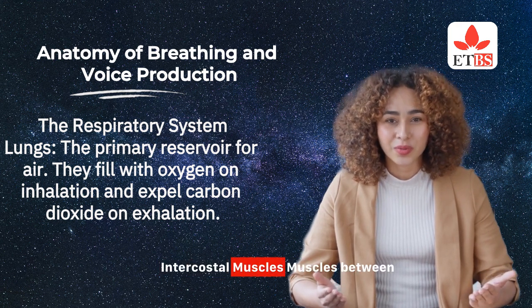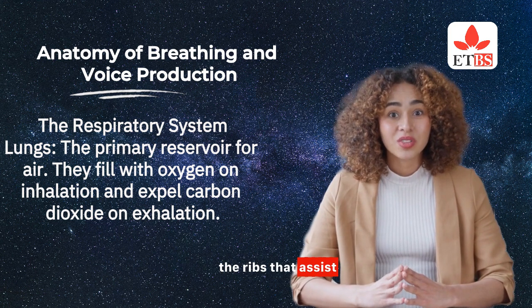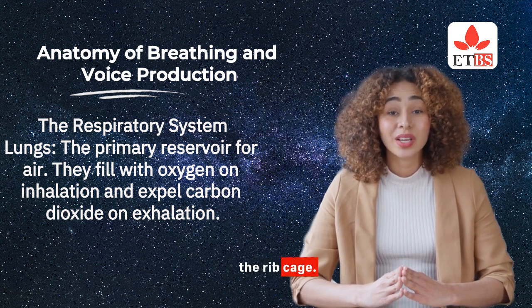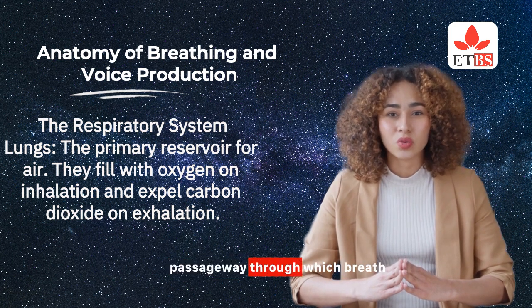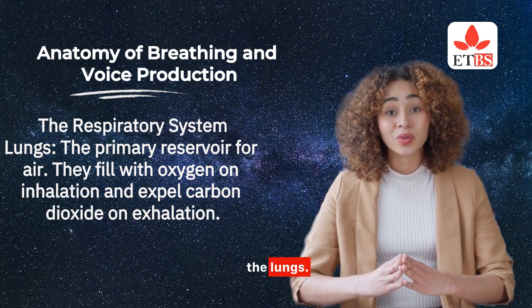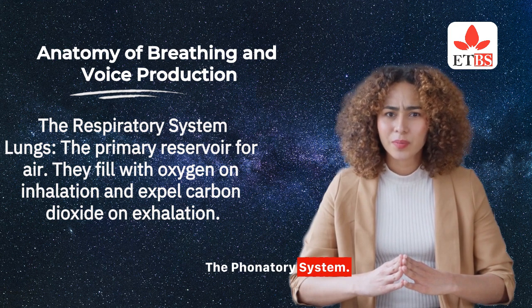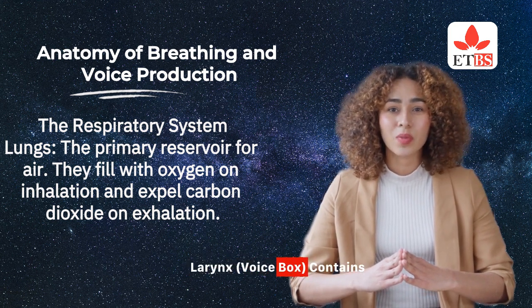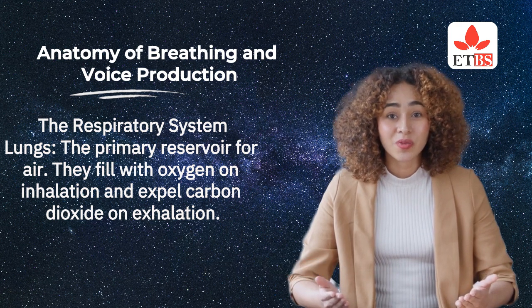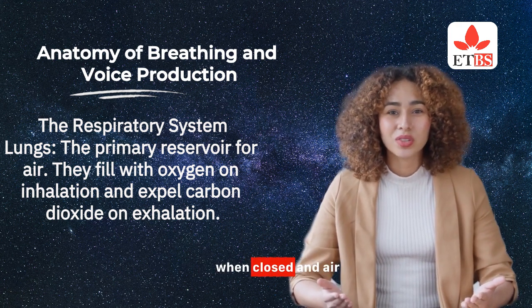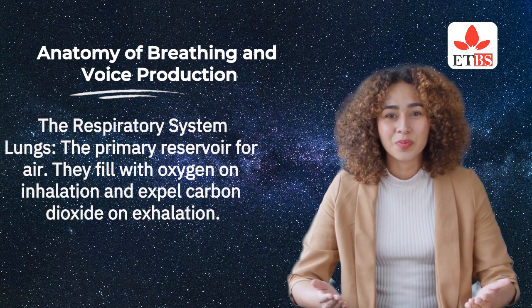Intercostal muscles. Muscles between the ribs that assist with expanding and contracting the rib cage. Trachea, windpipe. The air passageway through which breath travels to and from the lungs. The phonatory system. Larynx, voice box. Contains the vocal folds, which open for breathing and vibrate to produce sound when closed and air is pushed through.